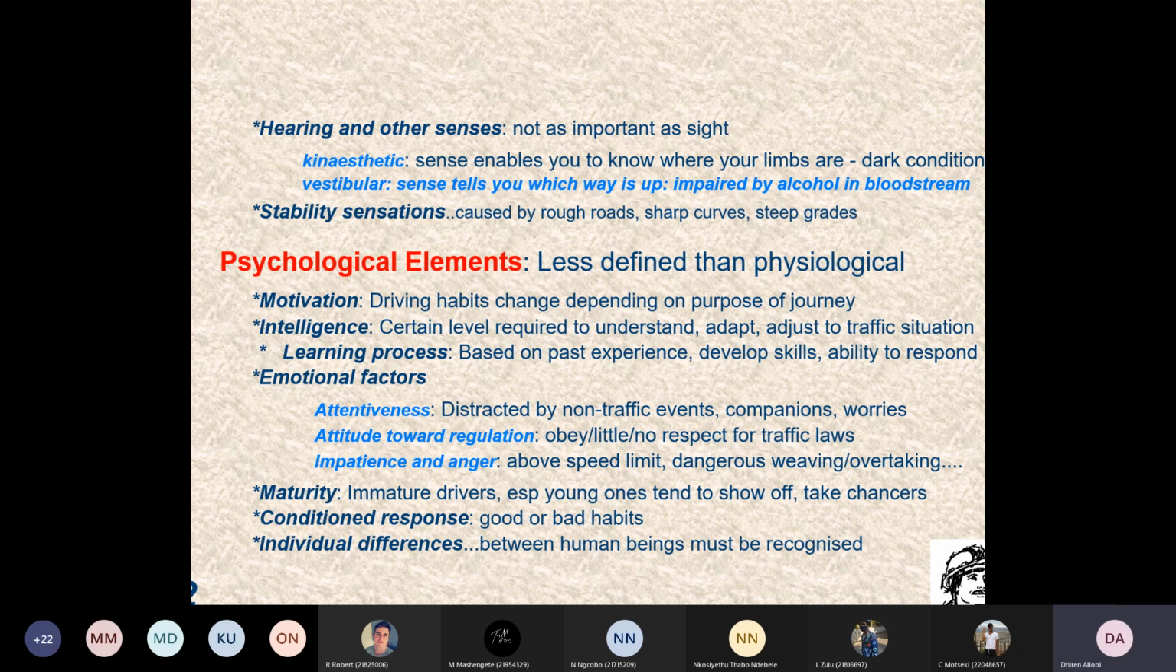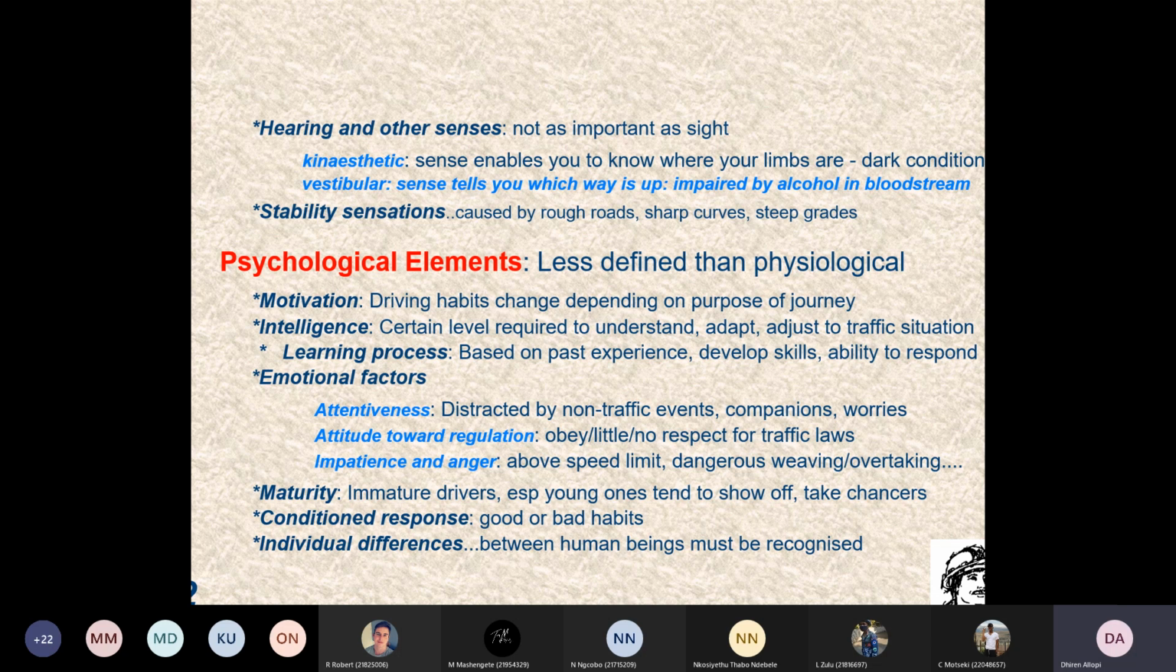First one being attentiveness, and that deals more with, for example, distraction from maybe non-traffic events. So if you are driving and you see a beautiful jogger on the side of the road, your eyes are then focusing on the jogger instead of the road or the traffic or the vehicle in front of you. So your attention span is then reduced. And other factors, if you have company in the vehicle, chatting with your colleagues, or you may have some problems, worries, all that then has a direct impact on your attention.